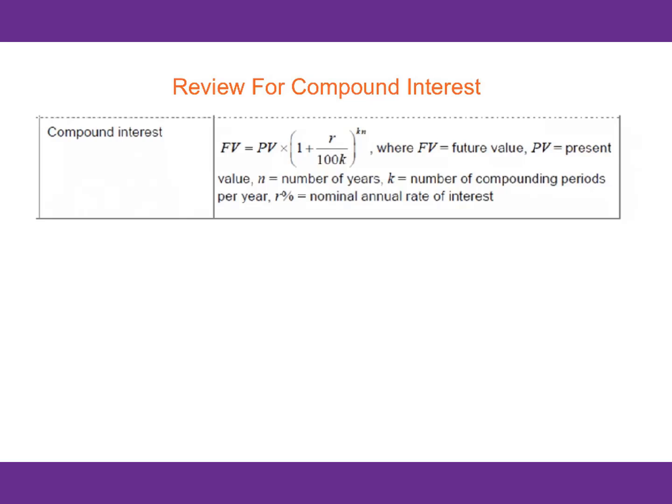This video is about review for compound interest. For IB exam, this is the formula given. FV stands for future value, PV stands for present value, N stands for number of years. Pay more attention to this one, it's years. K equals the number of compounding periods per year. R stands for nominal annual rate of interest.